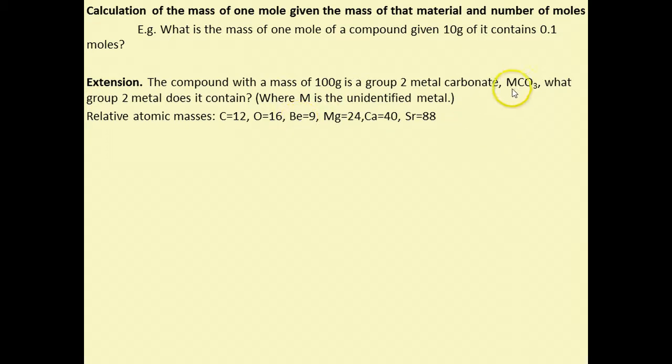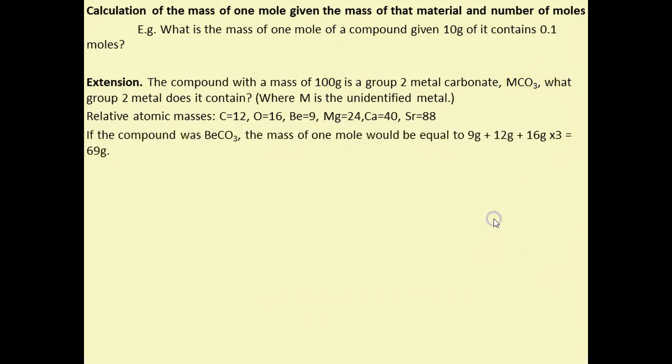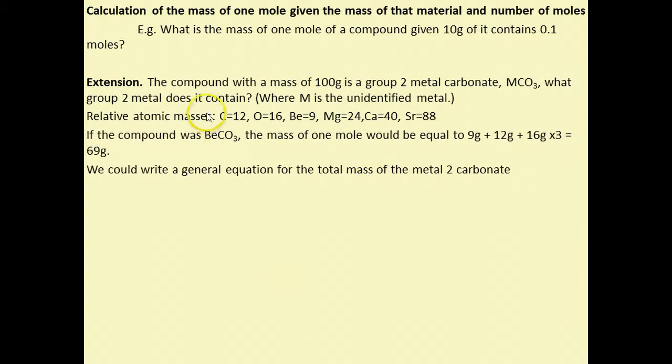100 grams is made up of the mass of whatever the metal is, plus the mass of 1 mole of carbon atoms, 12 grams, and also the mass of 3 moles of oxygen atoms. So for example, beryllium carbonate, the total mass will be equal to 9 grams from the beryllium plus 12 grams from the carbon and 16 times 3 grams from the oxygen. We've got a mass of 100 grams, so clearly we can see it's not actually beryllium.